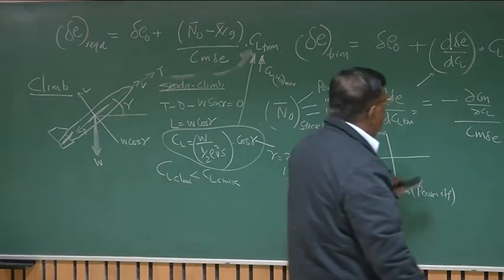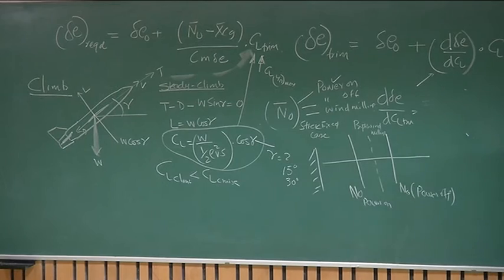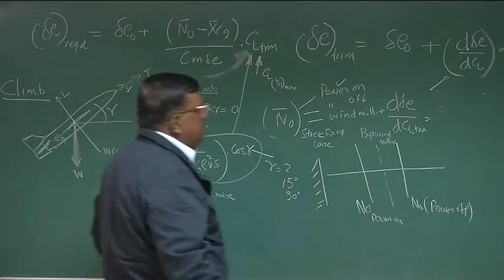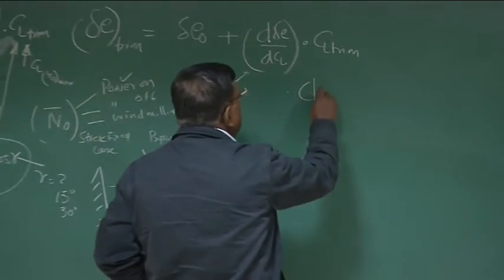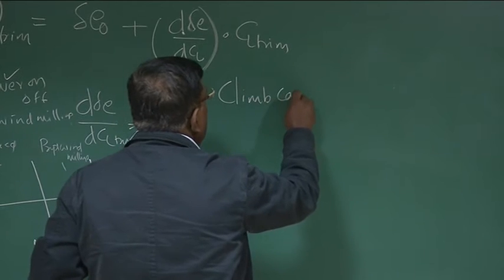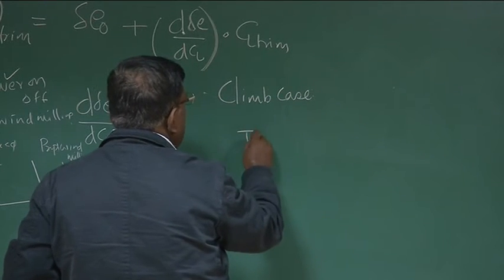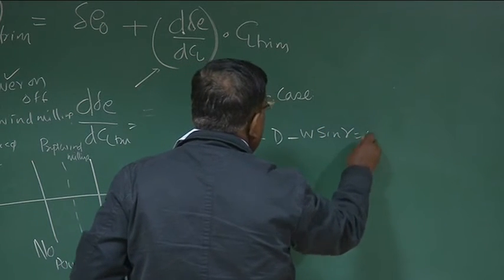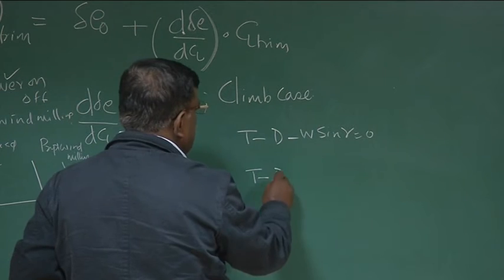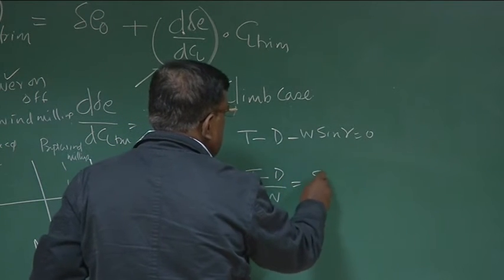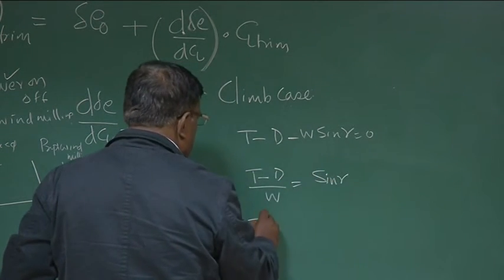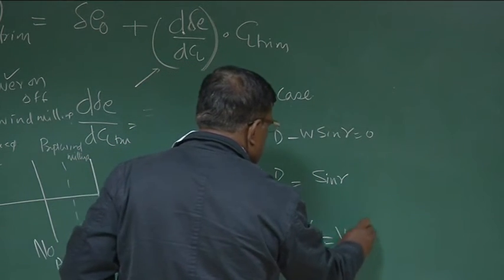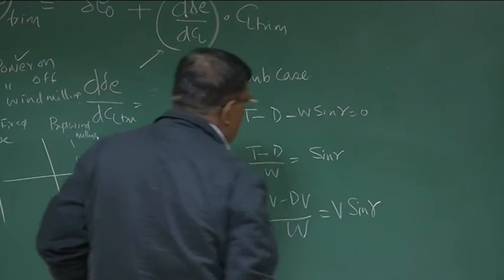When you are in the operation, let's see what the pilot would like to do. If I take the climb case, we have seen T minus D minus W sine gamma equal to 0. So I can write (T minus D) by W is equal to sine gamma, or TV minus DV by W is equal to V sine gamma. We have already done all these things.